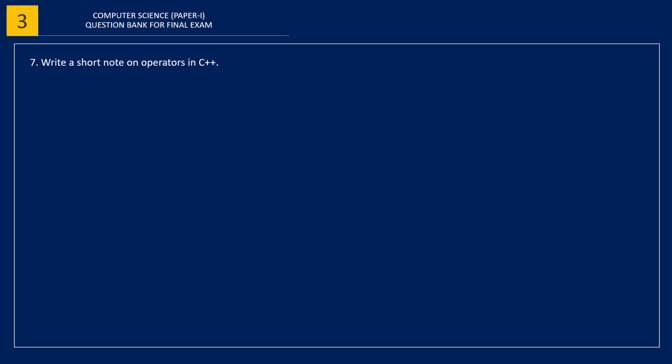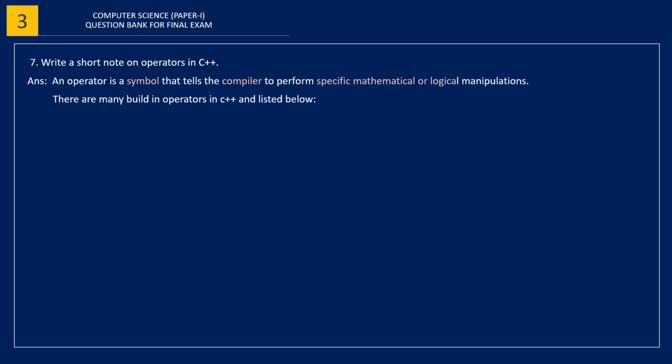Question number 7, write a short note on operators in C++. So what is an operator? An operator is a symbol that tells the compiler to perform specific mathematical or logical manipulations on given values or on variables. There are many built-in operators in C++ which are listed below. Arithmetic operators: plus, minus, multiplication, modulus and division. The percentage sign over here is used for finding the remainder of a given number.